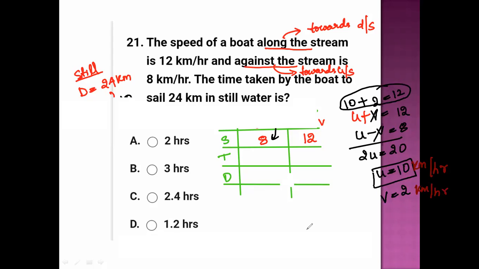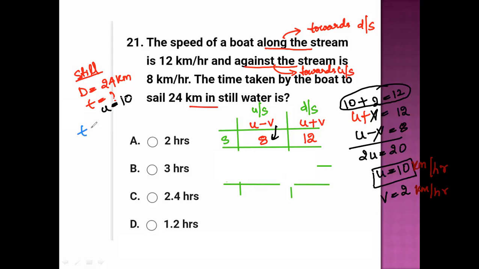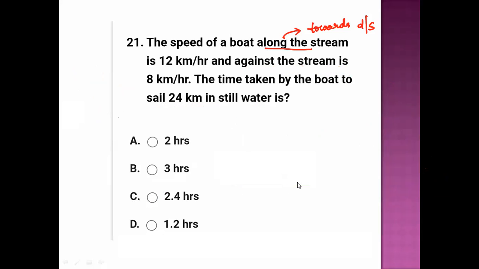Therefore the time taken, time is equal to distance by speed, which is equal to 24 divided by 10, which is equal to 2.4 hours. So therefore the answer is 2.4 hours. Okay, so this is question number 21.